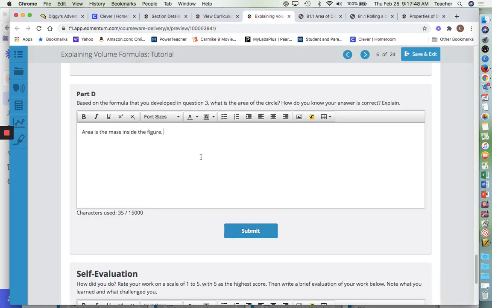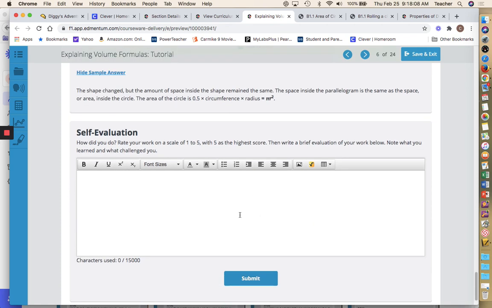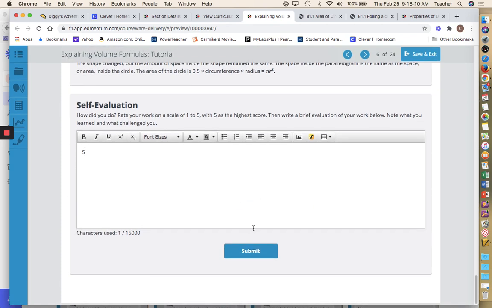So how do you know the answer is correct? Well, I mean, that's not going to change. I can change the diameter or the radius, and the area is still the mass inside the figure. It's the same parallelogram. Okay, so they basically just say what I've said. All right, so we're done with slide 6.